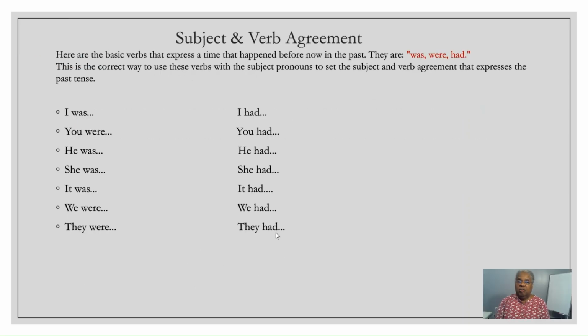Here are the basic verbs that express a time that happened before now, in the past. They are was, were, had. This is the correct way to use these verbs with the subject pronouns to set the subject and verb agreement that expresses the past tense. Let us read the subject pronoun and verb agreement that express a time that happened before now, in the past.